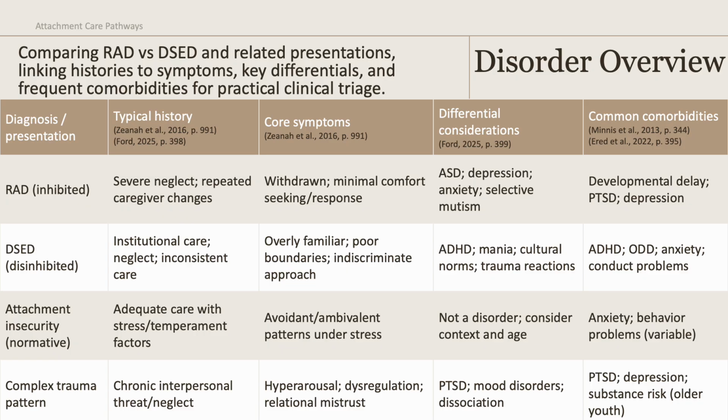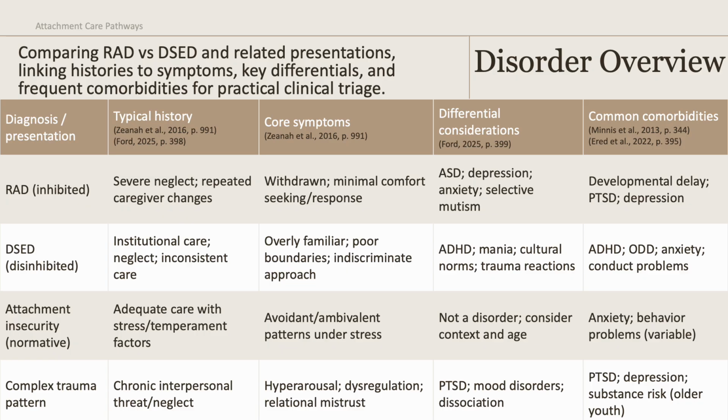Differential considerations: we need to differentiate complex trauma from PTSD, though there's significant overlap, mood disorders which share this dysregulation, and the dissociative disorders which can emerge from severe chronic trauma. Common comorbidities in older youth and adults include PTSD, depression, and paranoid ideation, with anxious attachment styles strongly predicting paranoid thinking, and narcissistic personality disorder, with up to 80% comorbidity with borderline personality in attachment-traumatized samples. Substance use disorders are also elevated as individuals attempt to manage attachment-related emotional pain.